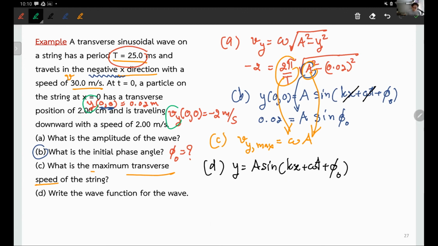See, A is known, omega is known, phi naught is known. The k, do you know the k? Well, no problem, because k can be found from v equals omega over k. So k is just omega over v. Omega is known, the speed of the wave is known, so you know k. This is how you write the expression for the wave function.